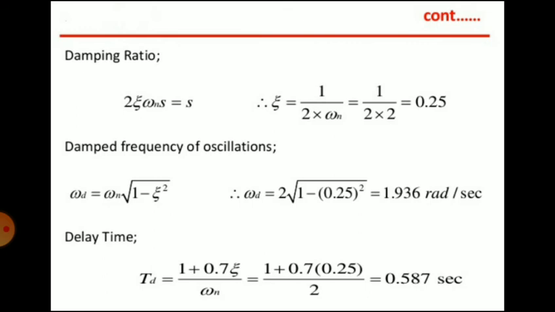So omega d equal to omega n under root 1 minus zeta square. Omega d is equal to 1.936 radian per second, and delay time you will get after simplification 0.587 seconds.